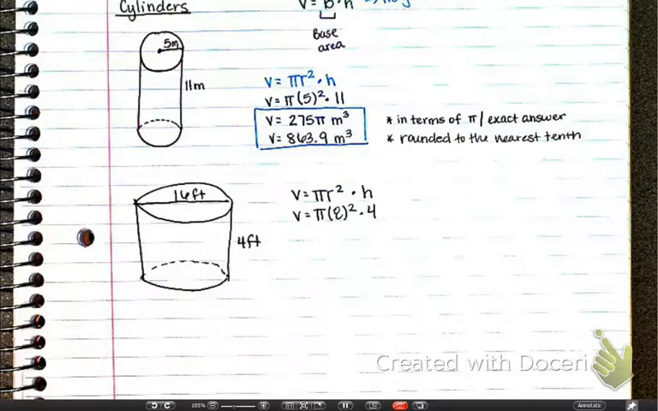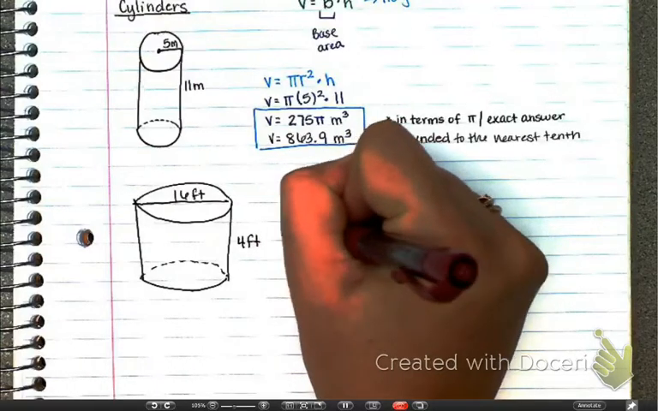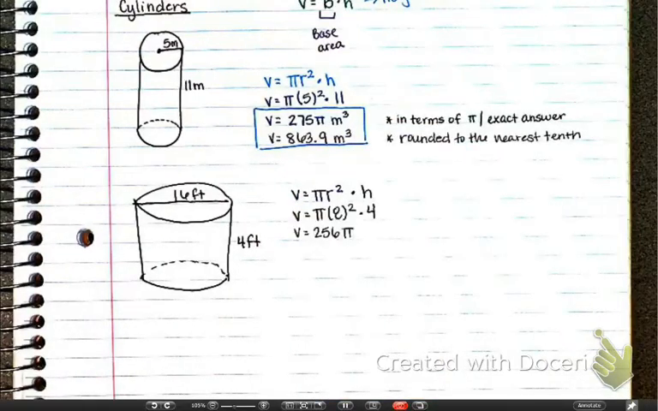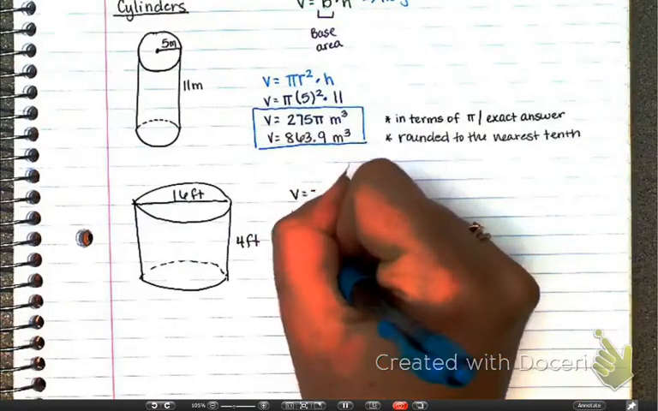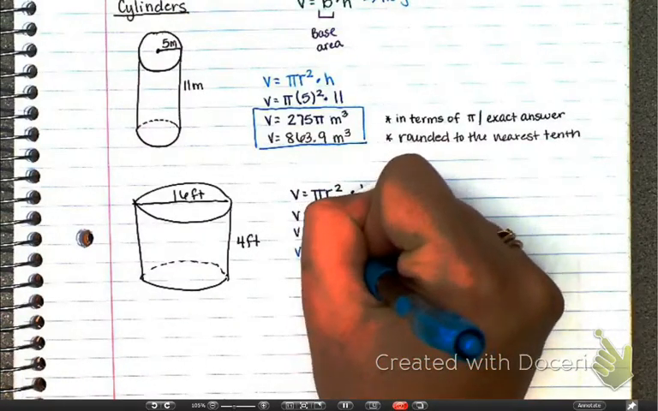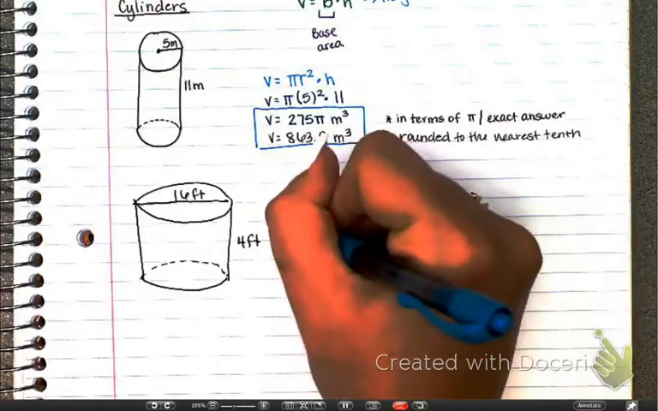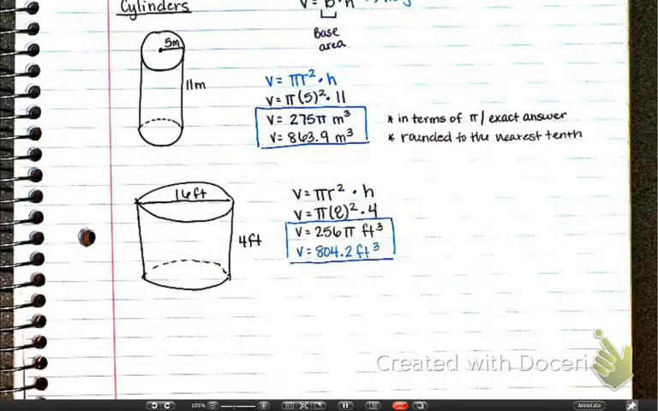8 squared, 64 times 4, 256 pi feet cubed. Should have been your exact answer. And then rounded to the nearest tenth, what did you get? 804.2 feet cubed. So the hardest part about these problems is one, understanding the formula, and two, using your calculator. Oh, feet cubed.